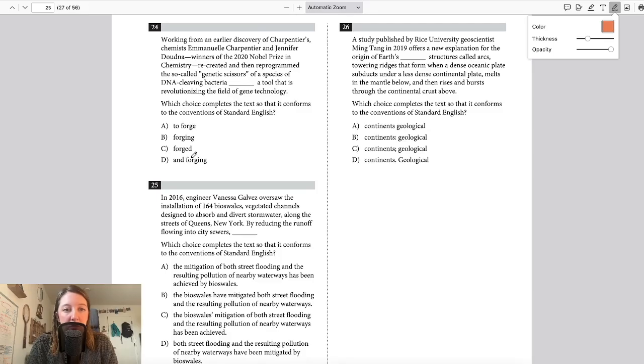They're wanting us to use some form of the word forge. So recreated and then reprogrammed the so-called genetic scissors of a species of DNA-cleaving bacteria to forge a tool. Okay, forging a tool. If it was forging, we would want a comma before forging, but we don't have one, so we're going to get rid of that. Forged, that doesn't match because we would need some kind of transition word like which forged a tool or something like that. And forging separates the subject from the predicate, so this one is A, to forge.